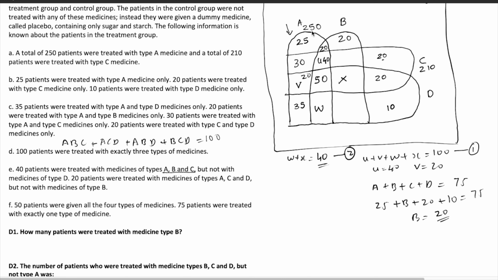So if you remember our first point, the total number of patients who have taken medicine A is 250, as we have written down here. And for C it is 210. So we have those values too. So let's try to form an equation and solve this question.